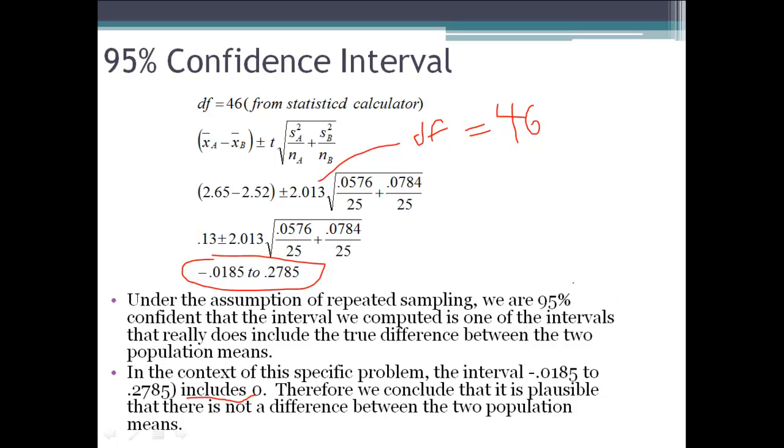And of course, we also have our ever-present interpretation of confidence interval based on repeated sampling, 95% confident that the interval we compute is one of the intervals that might be computed, one of the many intervals that might be computed, but our interval we're going to be 95% confident is one that really does include the true difference between the two population means. Again, this 95% refers to the method, not to a specific interval.